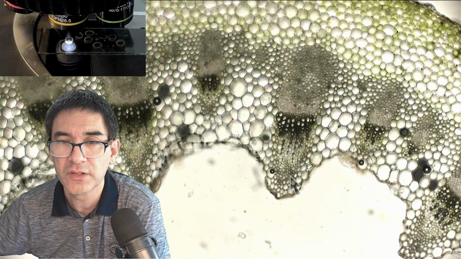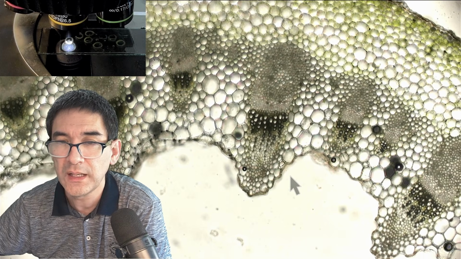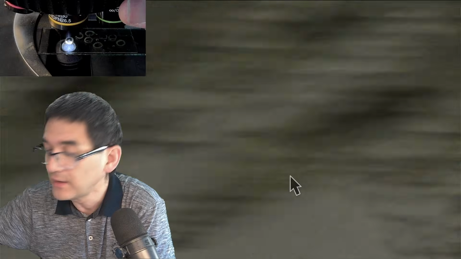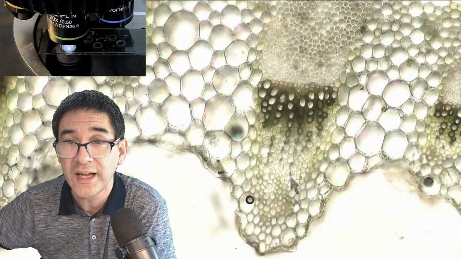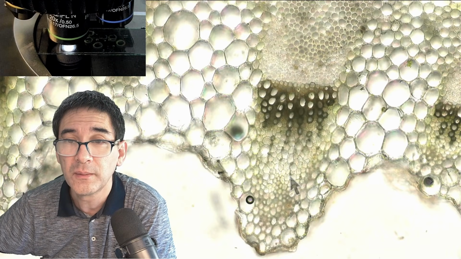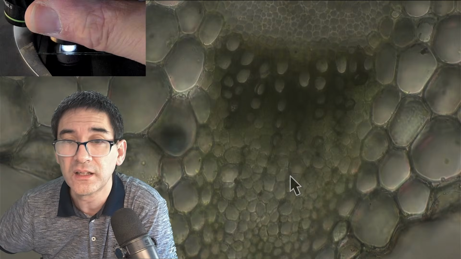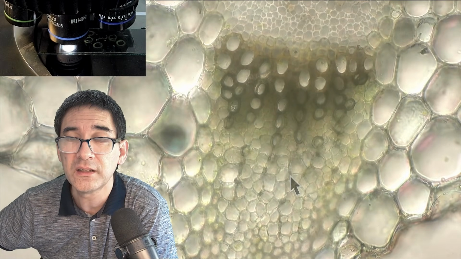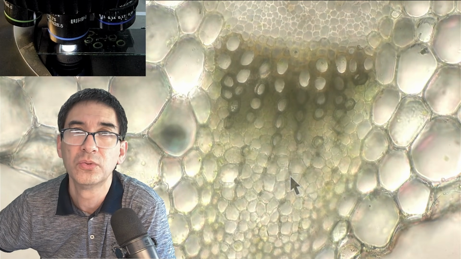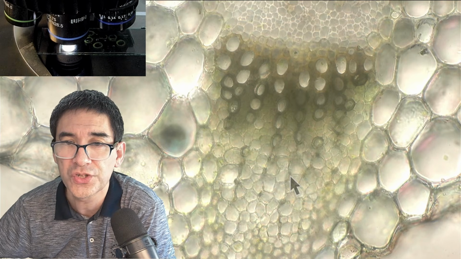And I think we're just going to have a closer look as well. I can also tell you that we are looking at a so-called dicot plant, because of the arrangement of these cells. Basically, the two common types are dicots and monocots.